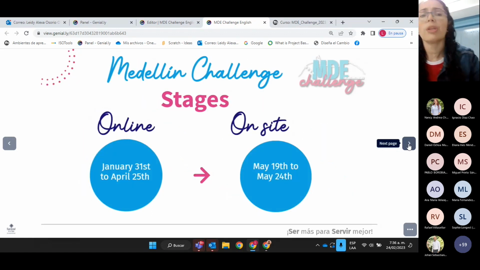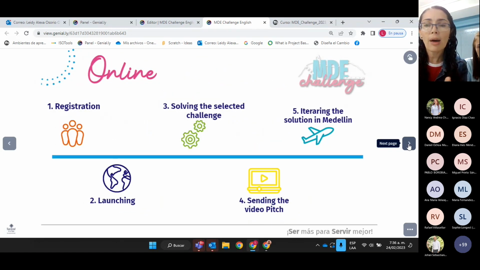It's important to share with you general information related to the online stage and the on-site stage. Okay, we have some steps for our online sessions. For example, the first step is registration. The second step was launching the Medellin Challenge, and currently we are in the step of solving the selected challenge. That's why today we are going to learn how to create better ideas, how you can solve the problem with disruptive ideas, right?